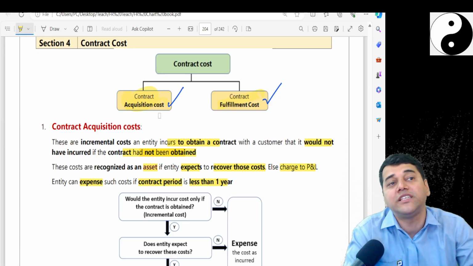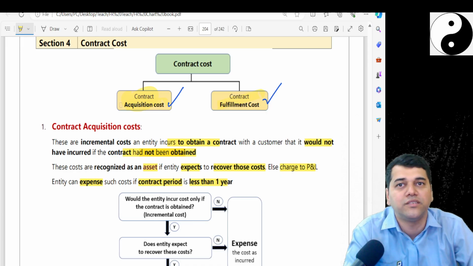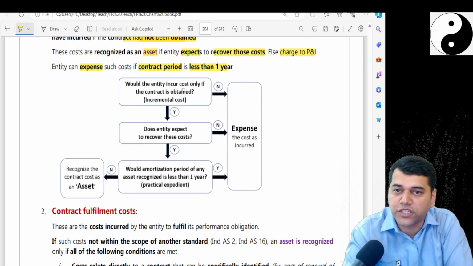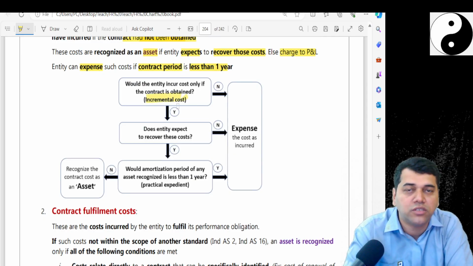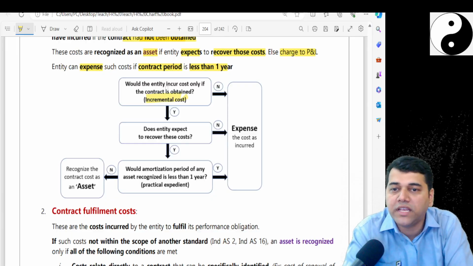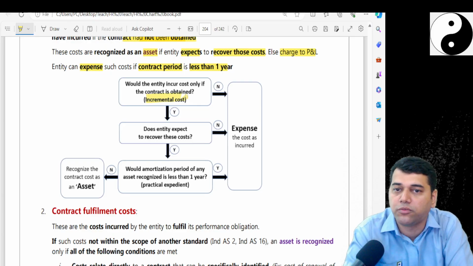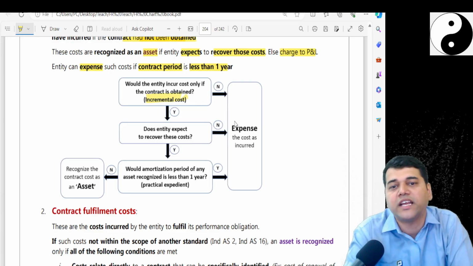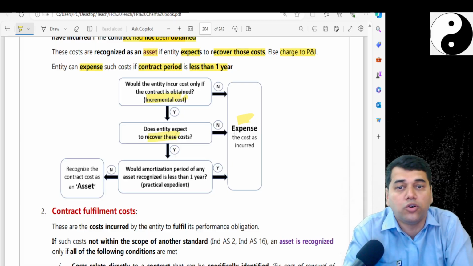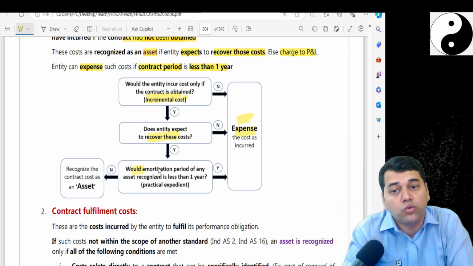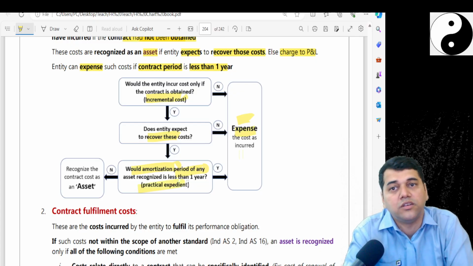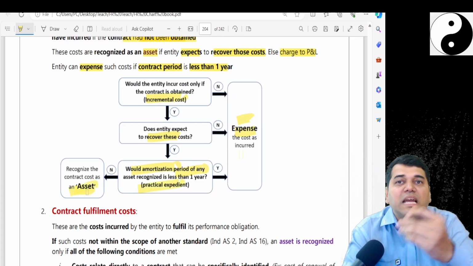So how should you treat that commission agent's sales commission? Capitalize. First you should see, is it an incremental cost? Could I have avoided it? Would the entity incur the cost only if the contract is obtained? If no, and anyhow I have to incur it, then expense. Does the entity recover this cost from the customer? If no, expense. Would the amortization period be less than 1 year? This is a practical expedient. If yes, expense. If no, treat it as an asset, meaning capitalize.